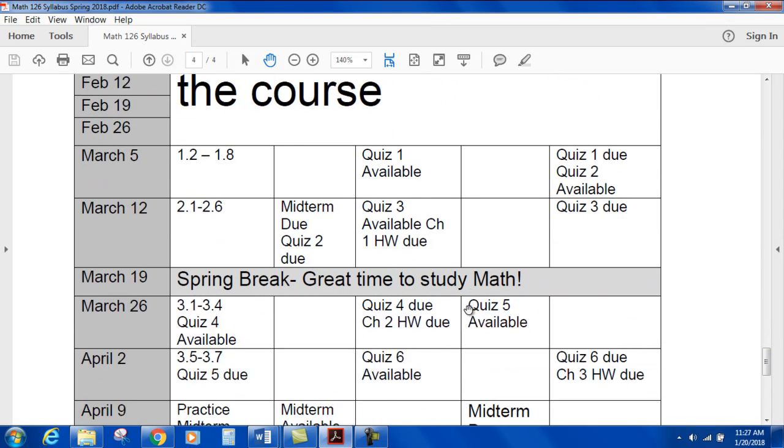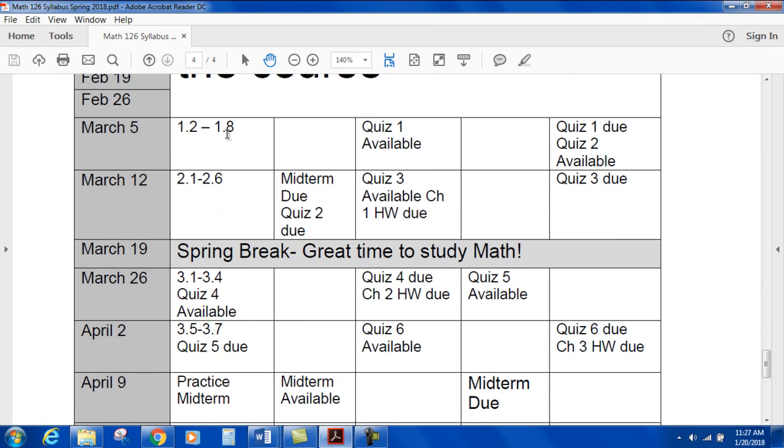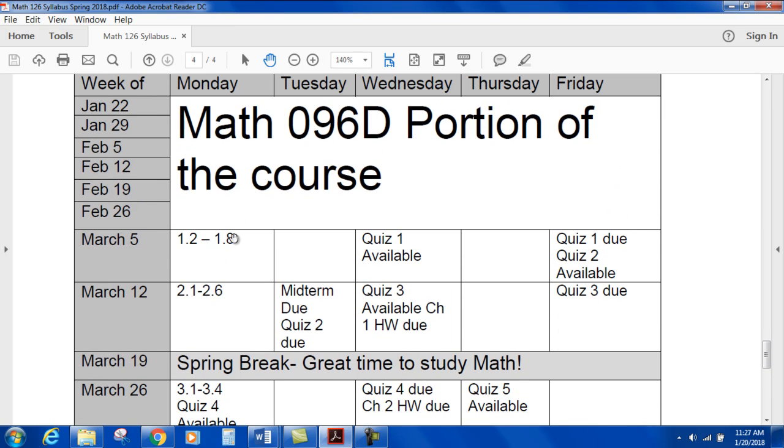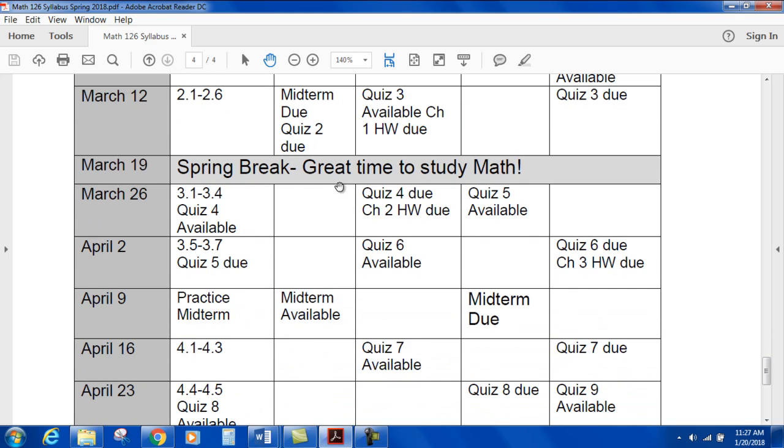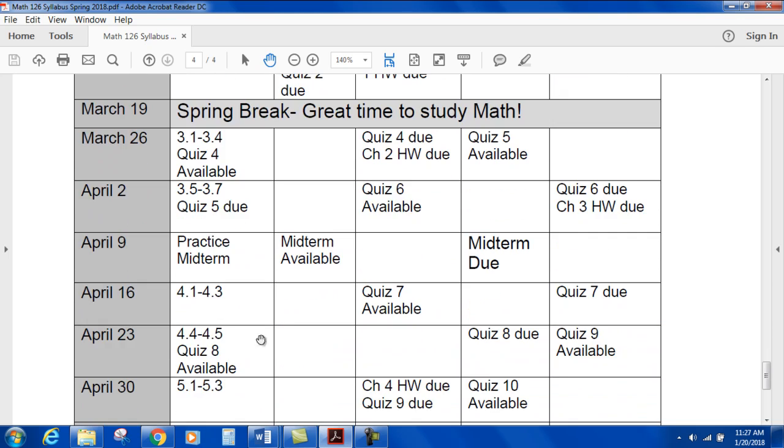So it's a pretty brisk pace. Now look at this, 1.2 to 1.8 in 1 week. That's a lot of work. That's something I usually cover in 2 weeks. But this is all review. Having come from 96D, if you did, some of this should be pretty familiar. Then you get to the 2.1, 2.6, that's still some review. And then after spring break, we get really into the new stuff you probably have not seen before.